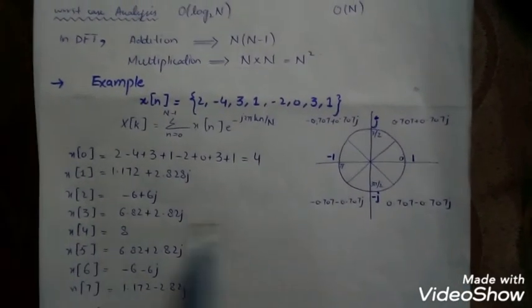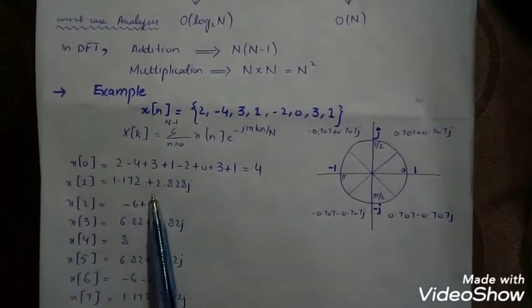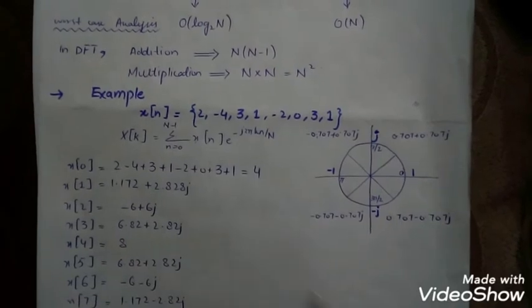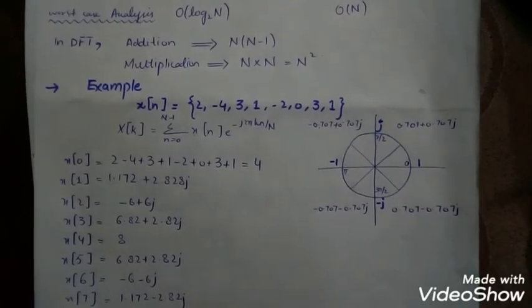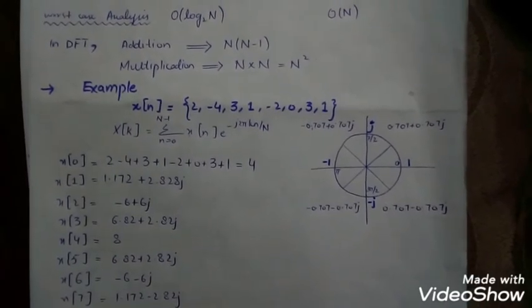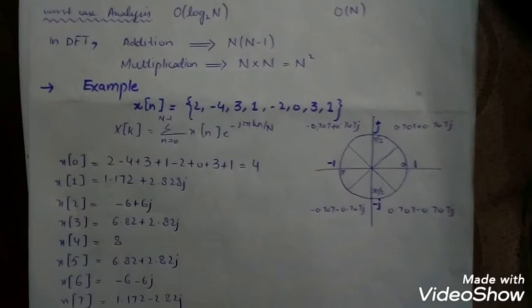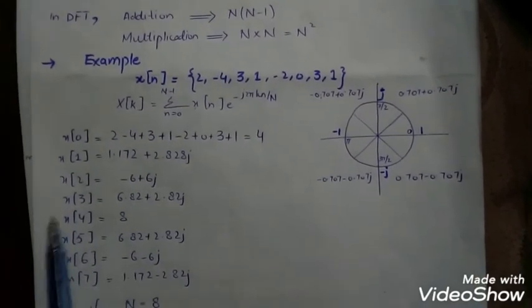X of 0 is equal to 4, but X of 1 is equal to 1.172 plus 2.282j. X of 2 is equal to minus 6 plus 6j. X of 3 is equal to 6.82 plus 2.82j. And X of 4 is equal to 8. So X of 4 is the maximum frequency, at k equals 4.